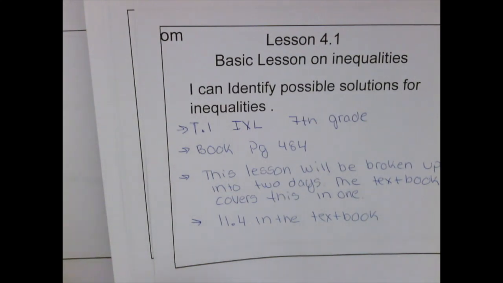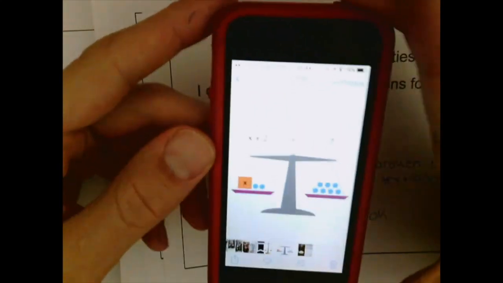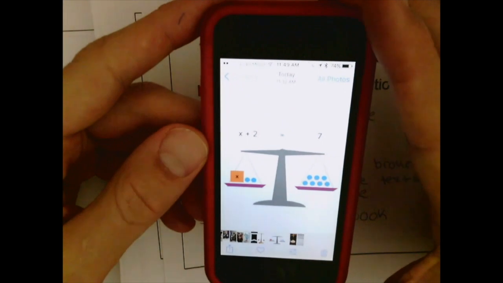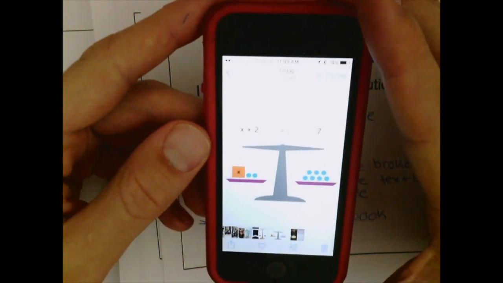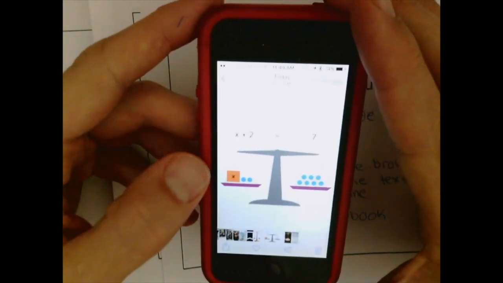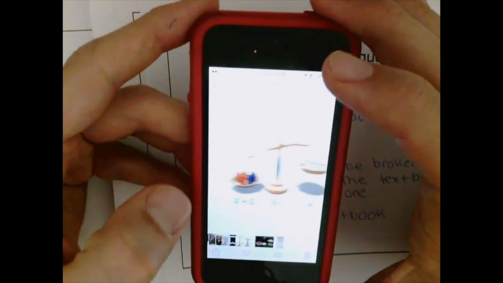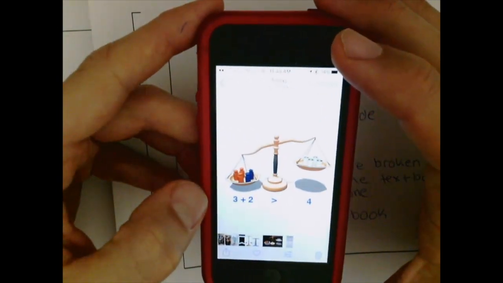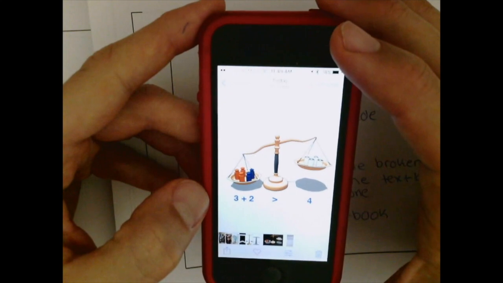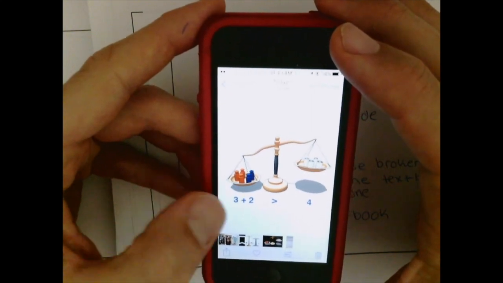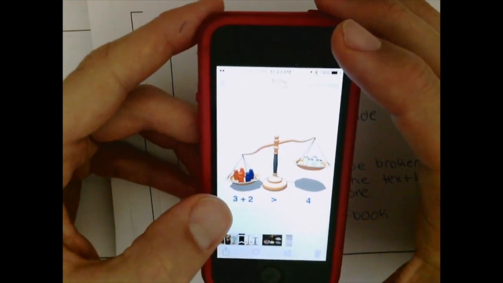Now, in our previous chapter, we covered equations. The left side is the right side. The two things are equal. Now, in this chapter, we're going to be covering inequalities, which says the two things are not equal. You can see there's 5 on the left side and 4 on the right side.